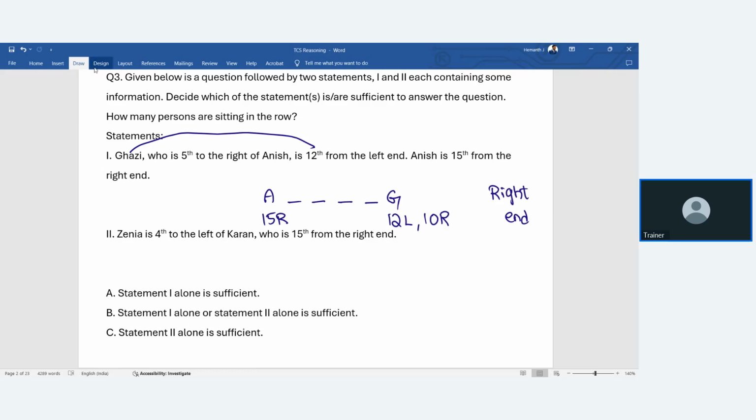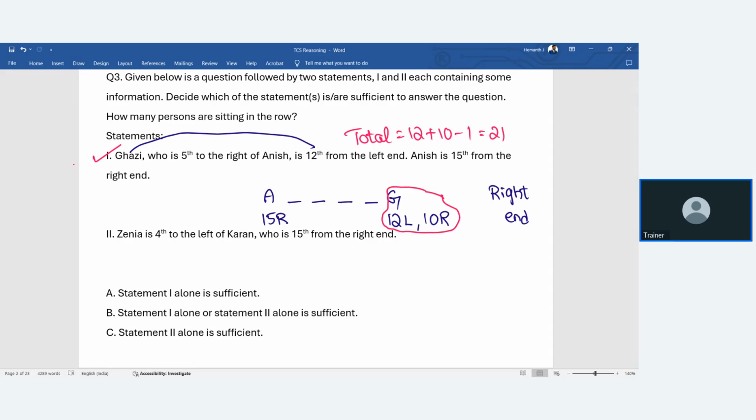Now, if I know one person's position from the left side and the right side, I can say the total people in the row: 12 plus 10 minus 1, which is 21. So one alone I can answer how many persons are there. Total number of people in that row can be answered.